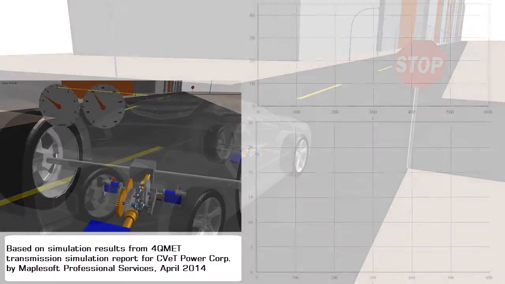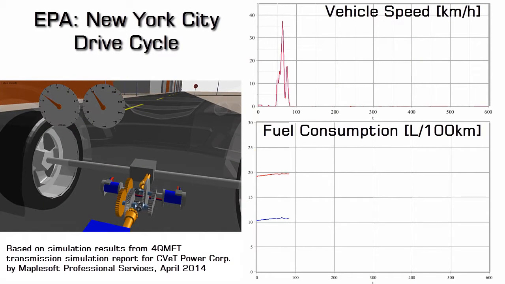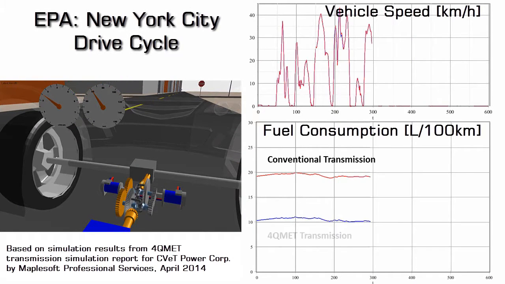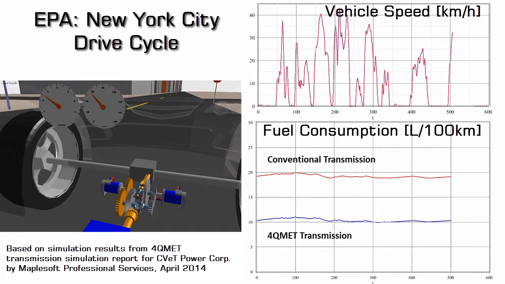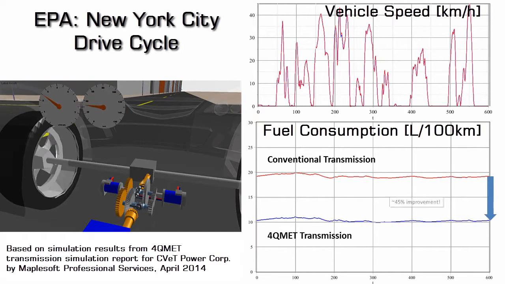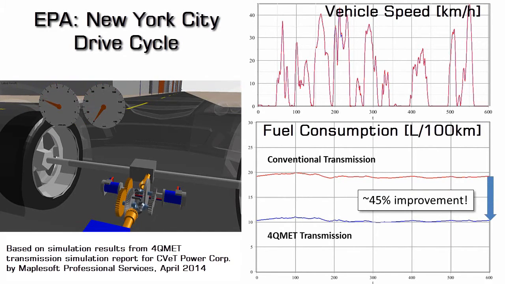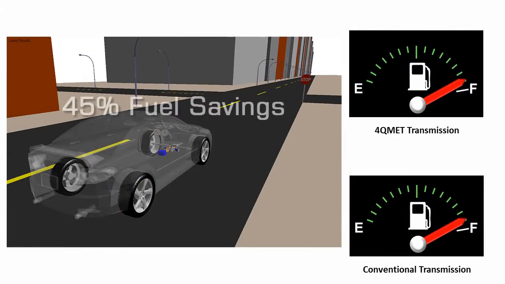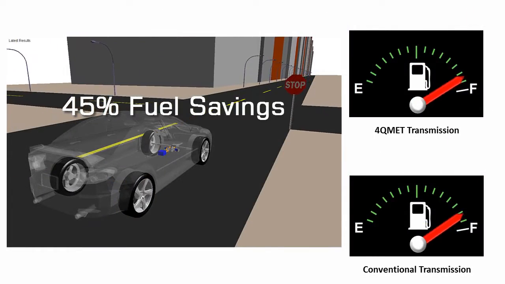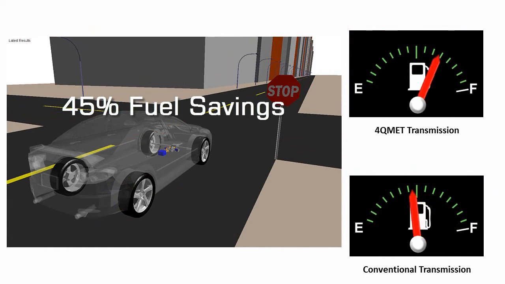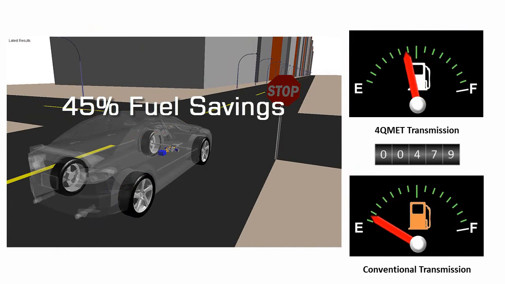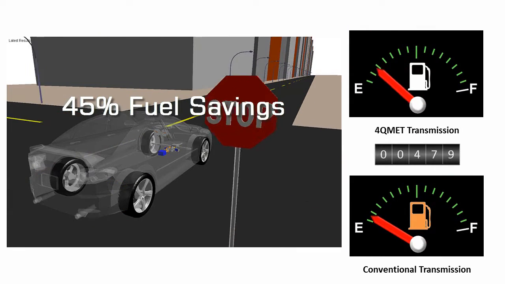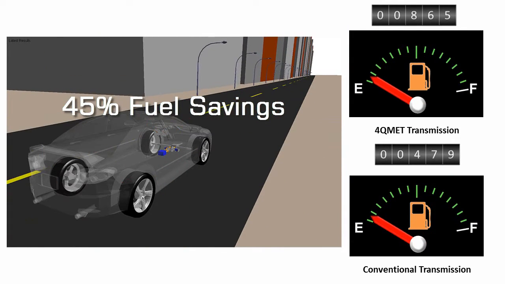If we compare two identical vehicles, one with a conventional automatic transmission and the other with the 4QMET transmission, we can see that during the simulation of the two vehicles operating over the same standard city drive cycle, the average fuel consumption improves by almost 45%. That means that on a full tank of fuel, the range of the vehicle with the 4QMET will be almost twice that of the one with the conventional transmission.